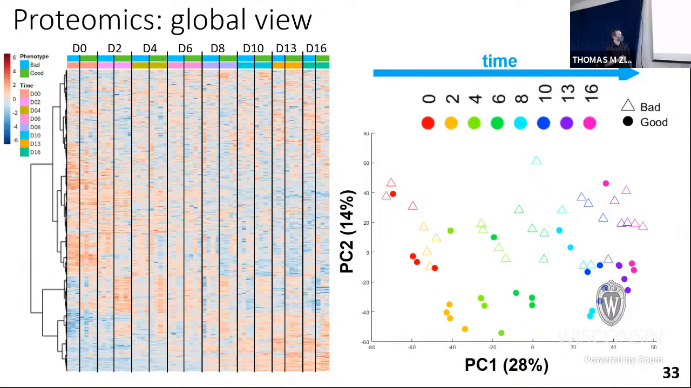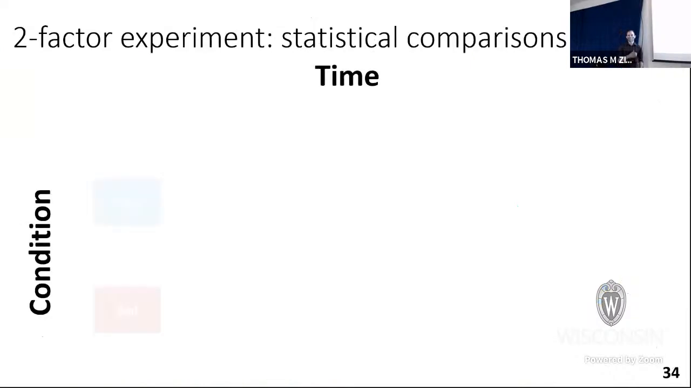So now we'll talk a little bit about how we're starting to analyze. That's just one global view on how we can start to look at the data, but it doesn't really tell us much about what's driving these differences. For this particular 2-factor experiment, because we have condition, good and bad, and time, we essentially have all these different groups that we're analyzing all the way through day 16. There are actually 8 time points, but I've collapsed it down to just these 4 for each one for simplicity.